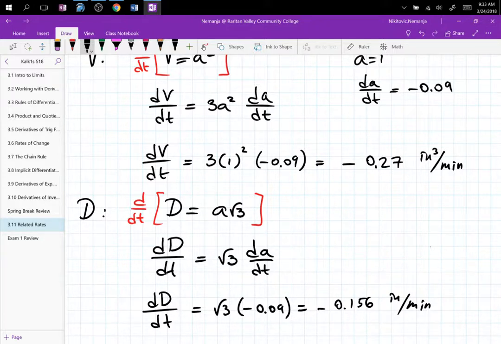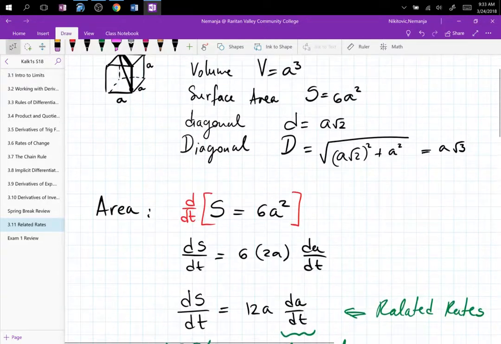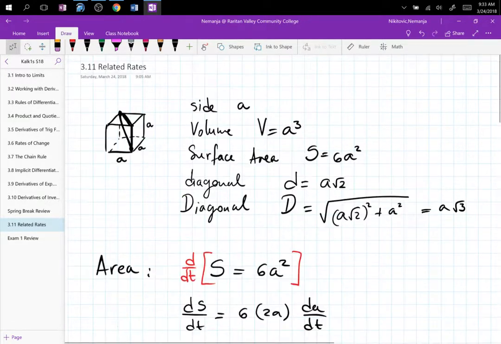So these are the things that we have, and this is the first problem which we did. So let's recap all of this stuff, and then we'll move to different geometry.